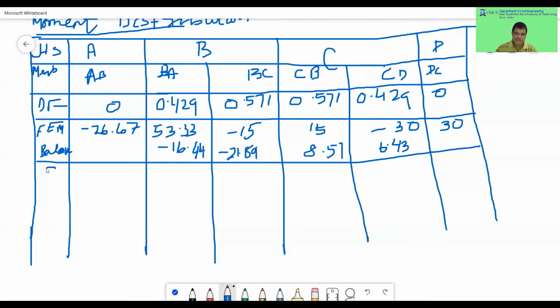Now this balancing moment will be carried over. Half of this will go here, and half will come here. The value is the same, with the same sign convention. So the carryover here will be minus 8.22, and here, since nothing has come, this value will be 4.29. Making a round figure, here it will be minus 10.95.